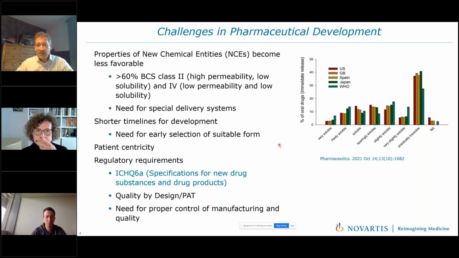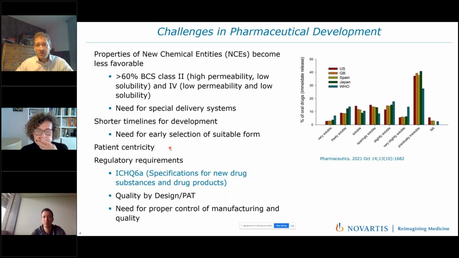More and more importantly, patient centricity is getting more and more relevant. By patient centricity, we understand the convenience for the patient to take the drug. So one may minimize the pill burden. Unfortunately, everybody has experienced some large pills, and we try to minimize the size of the pill as best as we can.